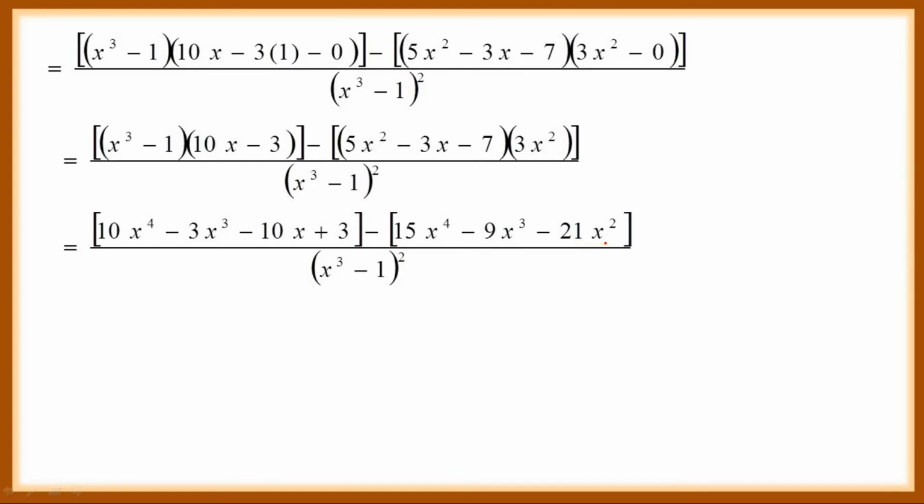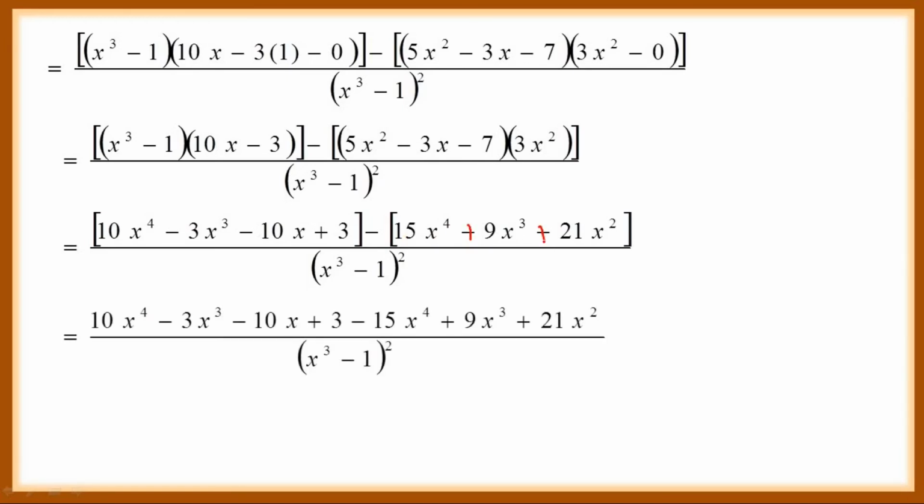So ngayon, para masimplify natin siya, since ang nakasubtract ay itong tatlong terms na to, we have to change their signs. So this will become negative 15x to the 4th, this will become positive 9x cubed, this will become positive 21x squared. Doing that, ngayon, we will be performing our addition.